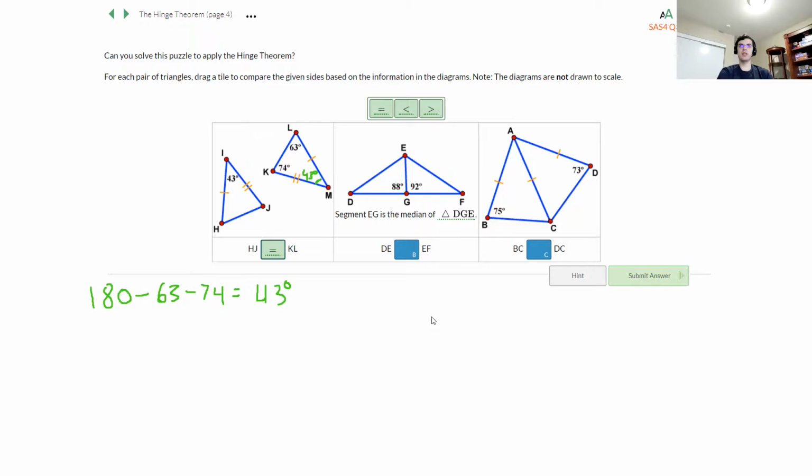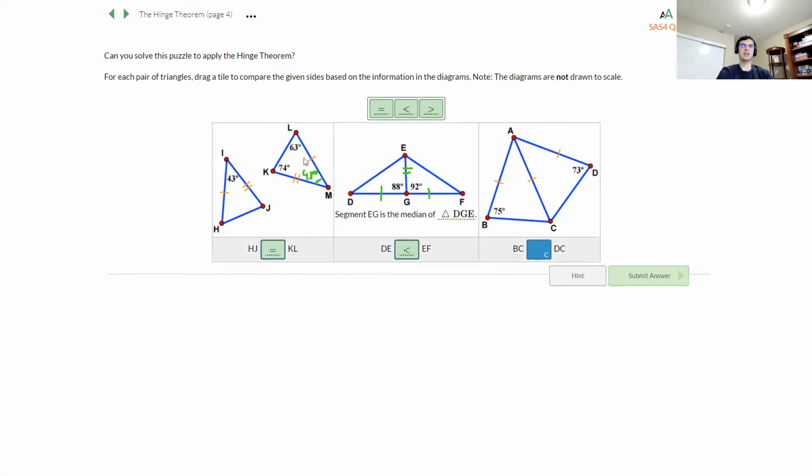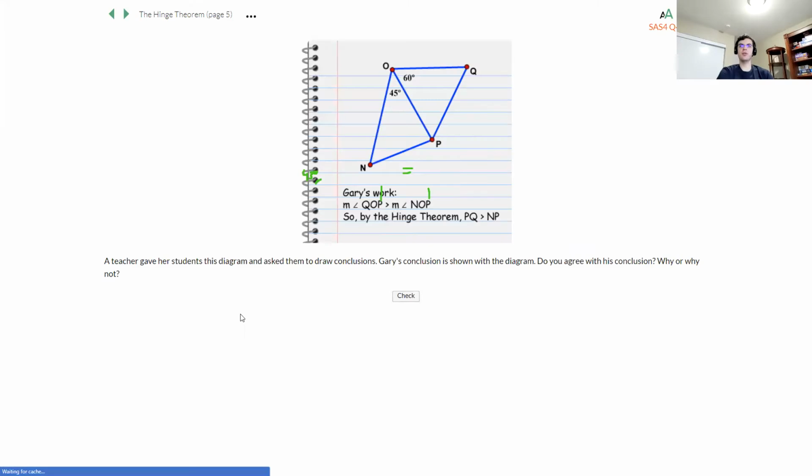Now, what if I was given something like segment EG is the median of DGE? Remember, median meaning that it goes to the midpoint. So what I have here is that this is congruent to this. This is a side that's shared by the two triangles. So if you remember from when we did congruent postulate problems, that means it's also congruent to itself. So I have two sides that are corresponding congruent. Then one angle is 88 degrees and one is 92 degrees, right? So how would we figure that out? Well, 88 is smaller than 92, so DE is smaller than EF. It's that simple.